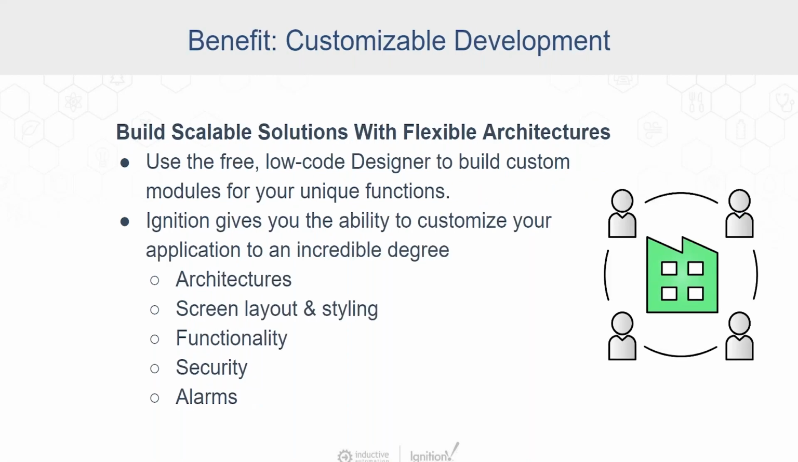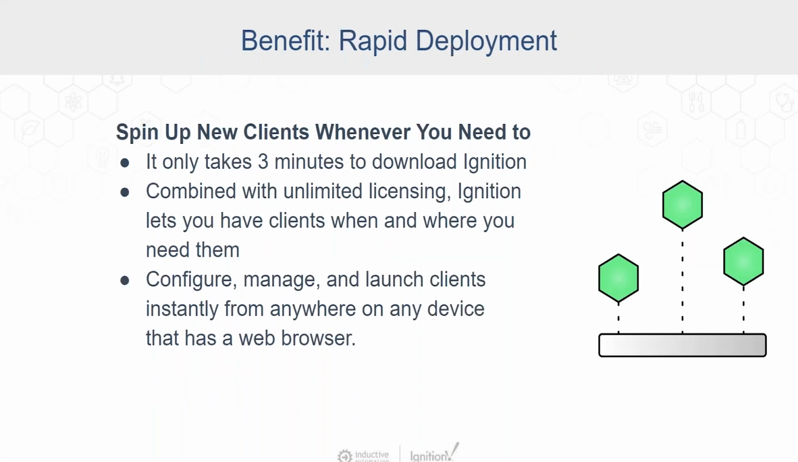With it, you really get to customize your development. You could build scalable solutions with flexible architectures, using the free low-code designer to build projects for your unique functions. Ignition gives you the ability to customize your architectures, screen layout, style, functionality, security, alarms, and more. All this includes customizing how your backend and your front-end servers are set up, all the way to granular things like changing the color of an alarm state. Ignition lets you build the exact system you want.